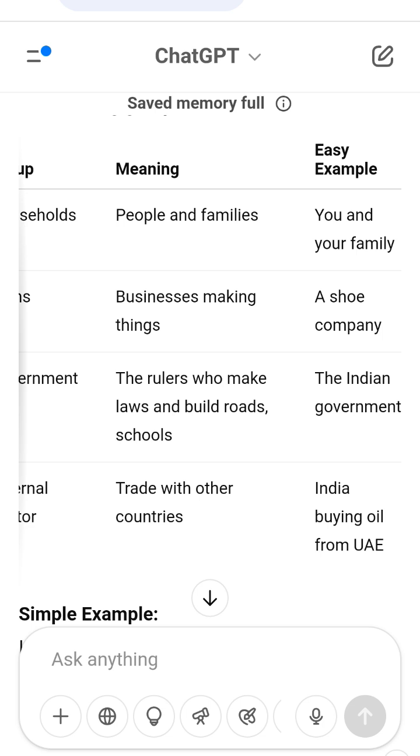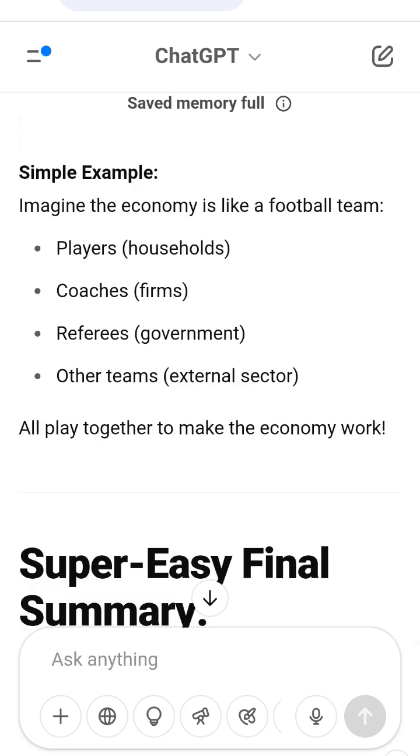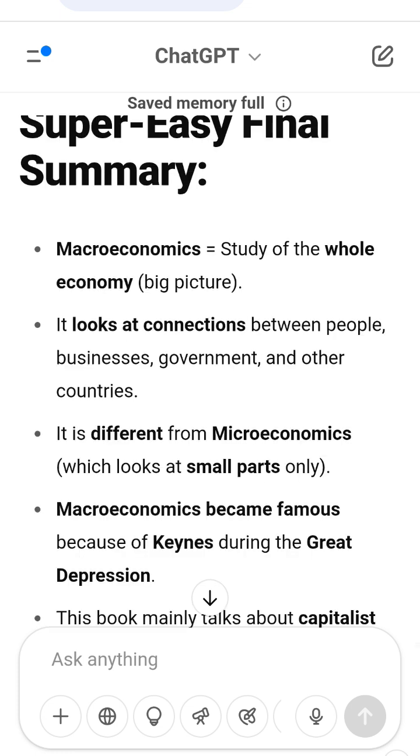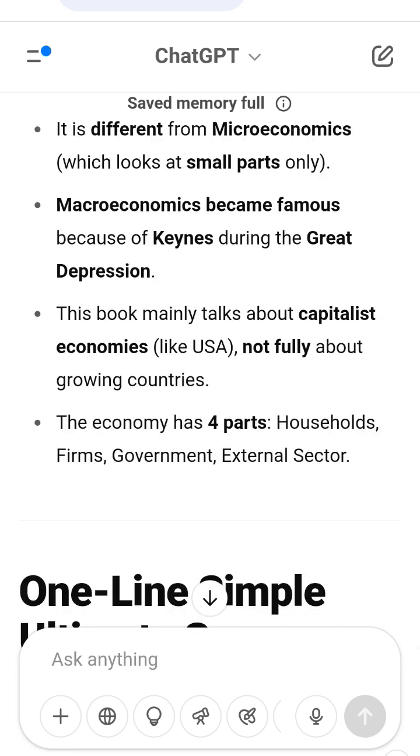Super easy final summary. Macroeconomics is the study of the whole economy, the big picture. It looks at connections between people, businesses, government, and other countries. It is different from microeconomics, which looks at small parts only.